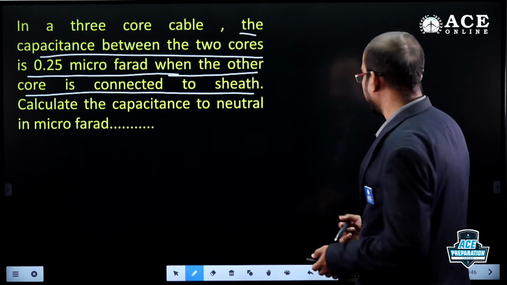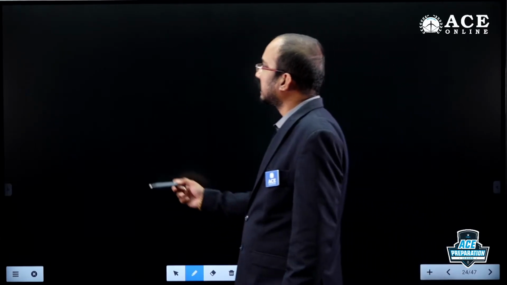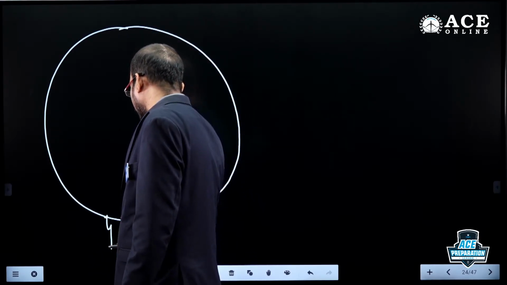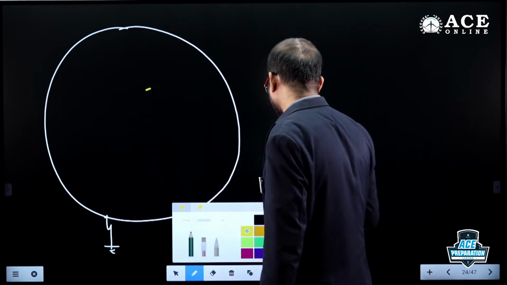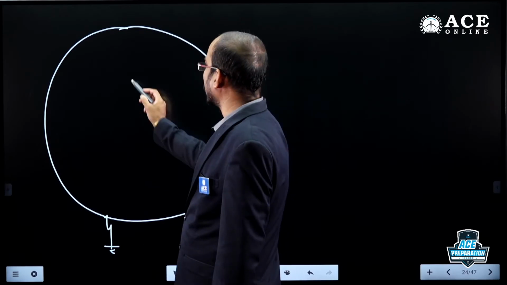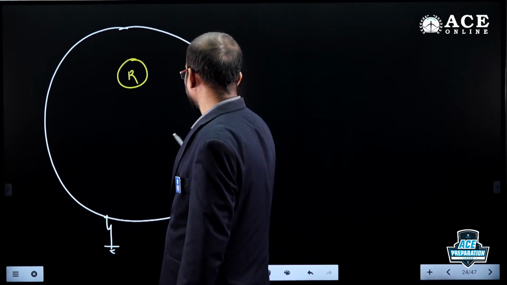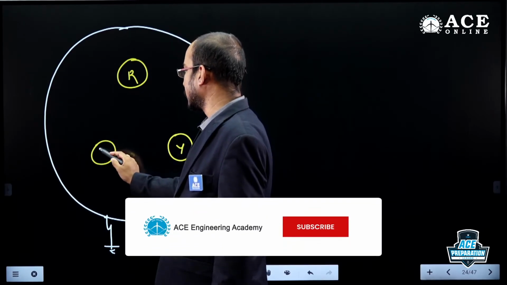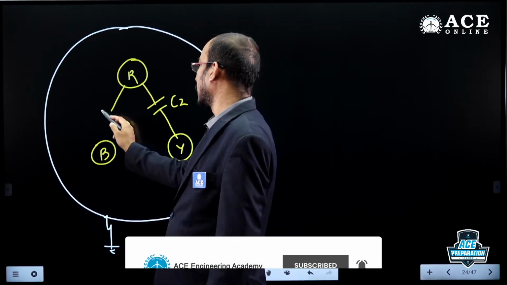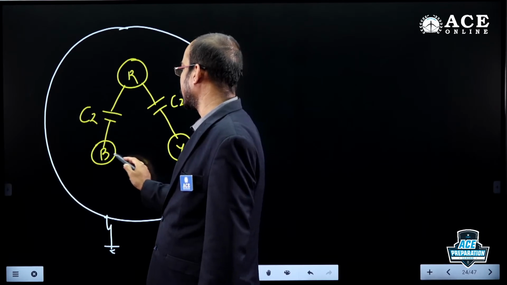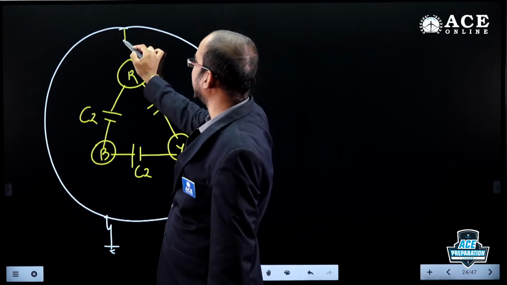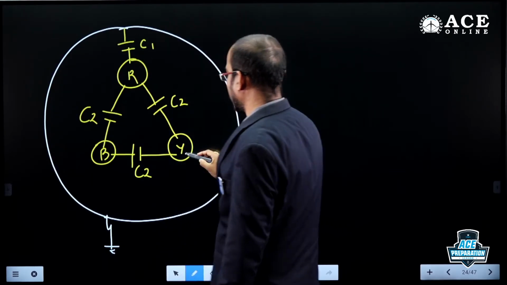So how do we calculate? Let us observe this question. If you observe a 3-core cable, there will be a metallic sheet. The sheet will be at ground potential. Now there are 3 cores. This is the first core, let it be R. Second core Y. Third core is B. There will be core to core capacitance, let it be C2. Here also core to core capacitance C2, and core to core capacitance is C2. And there will be core to sheet capacitance also, that is C1.